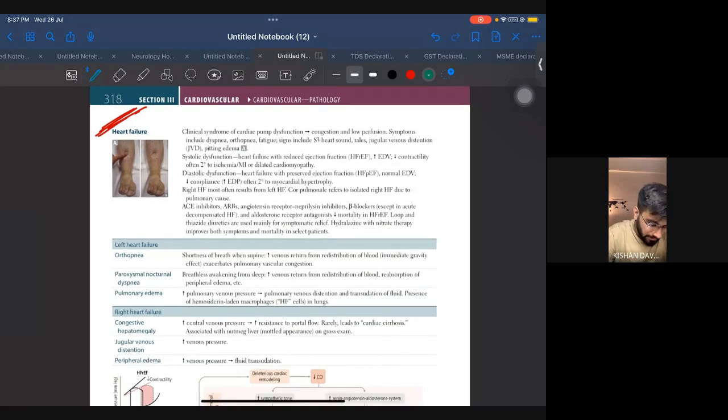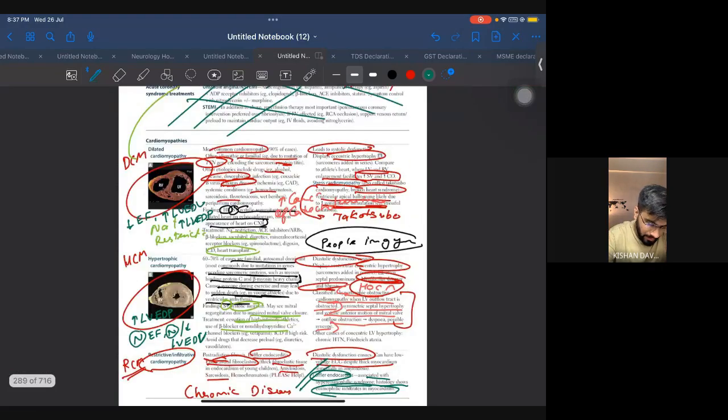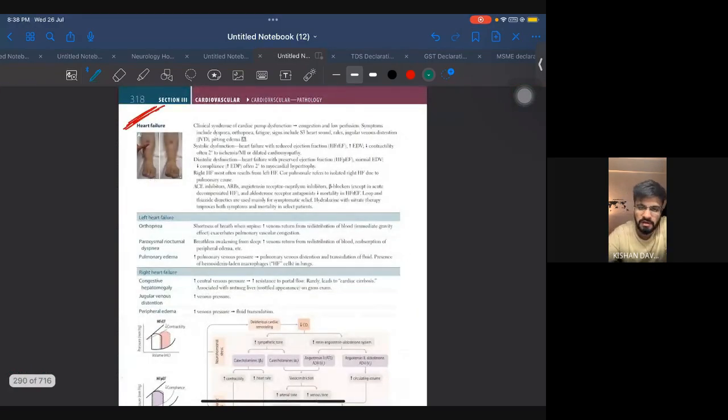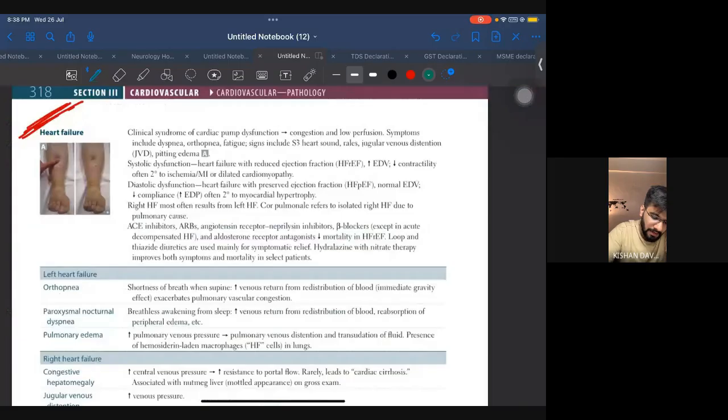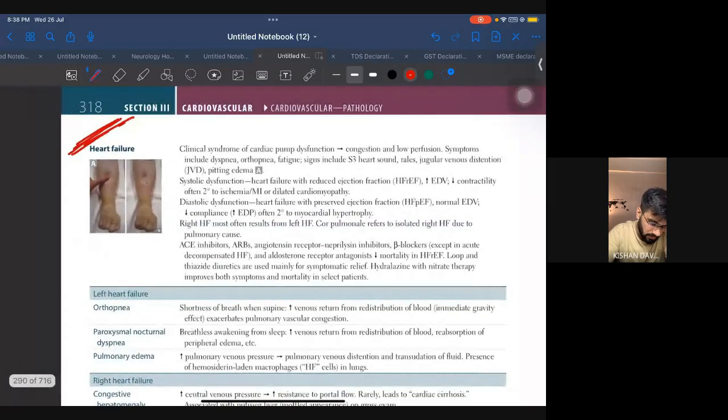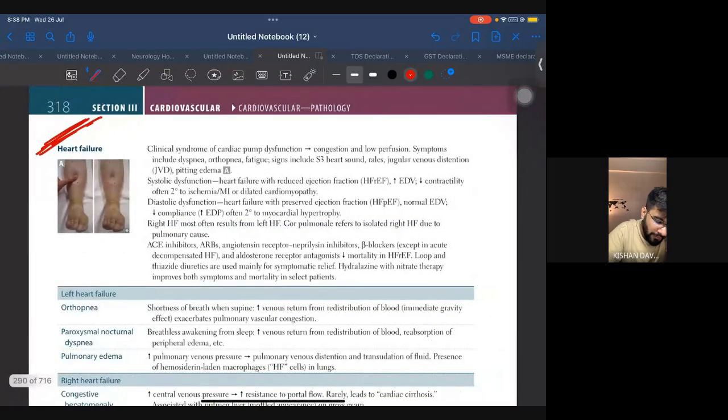Till yesterday we did till cardiomyopathy, and some basics are involved here in heart failure also. So let's just start. Heart failure: the clinical syndrome of cardiac pump dysfunction. Cardiac pump dysfunction is what is known as heart failure. So, congestion and low perfusion. Symptoms include dyspnea, orthopnea, fatigue, S3, S4, jugular venous distension, everything it can be.